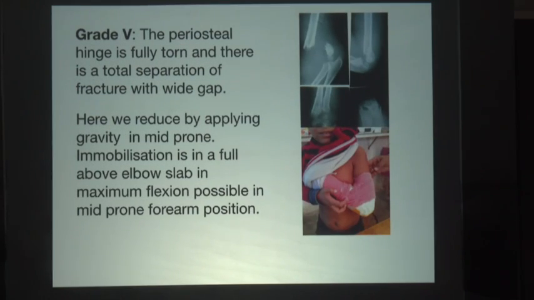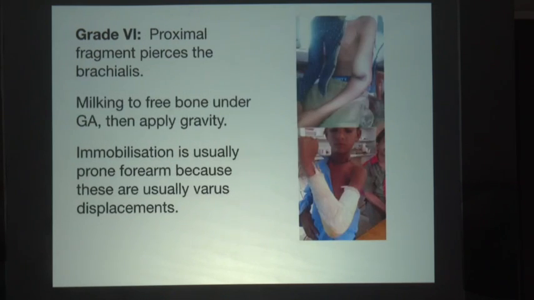Grade 5, the periosteal hinge is fully torn and there is a total separation with a wide gap. We reduce by applying gravity in mid-bone, immobilization in full above elbow slab, in maximum flexion possible, in mid-forearm position, mid-prone forearm position.